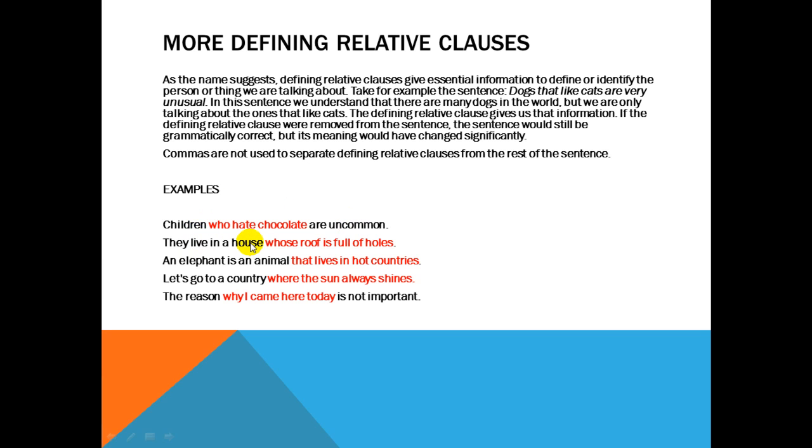They live in a house, but it could be any house. But the house we're talking about is the one whose roof is full of holes. An elephant is an animal. It lives in hot countries. An elephant is an animal that lives in hot countries. We know it's an animal, but where does it live? So the relative clause best describes the subject.